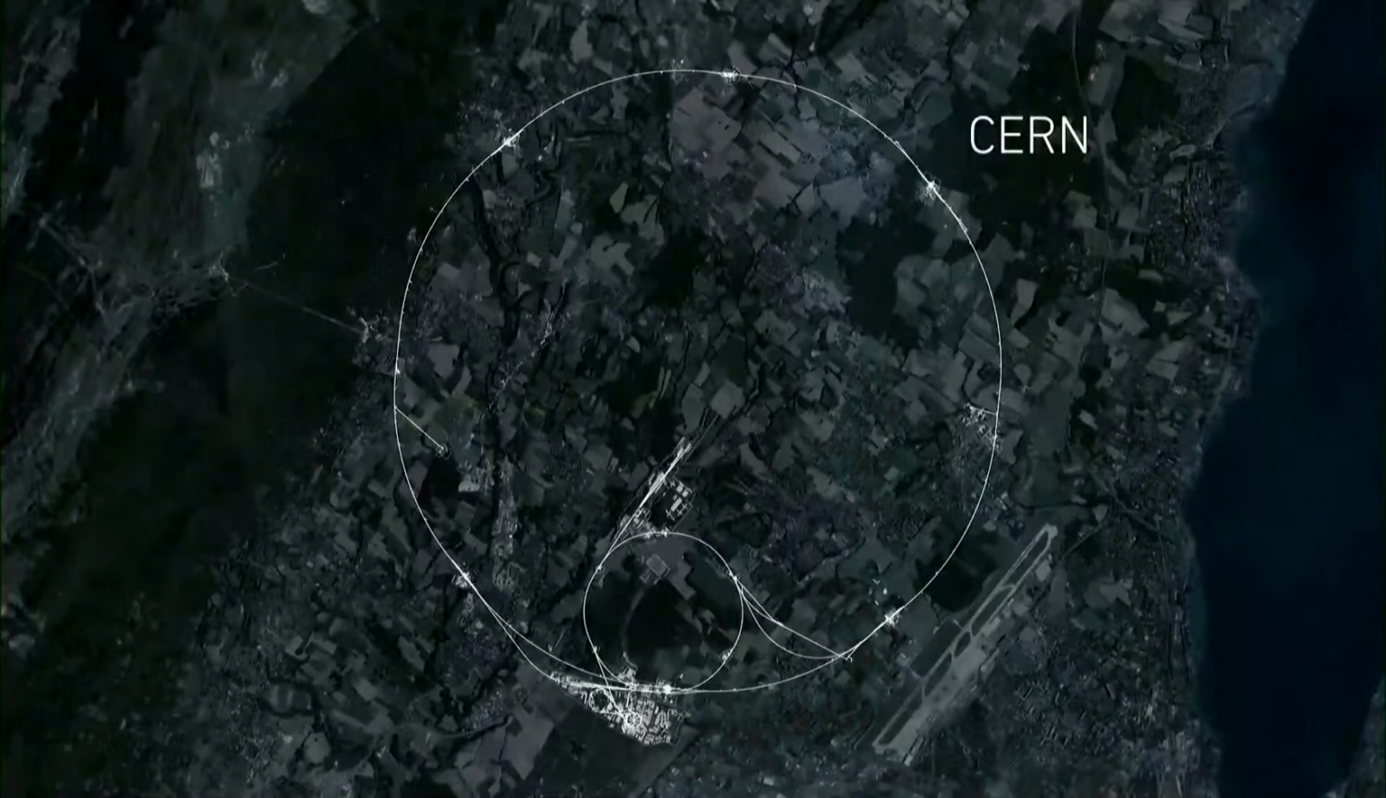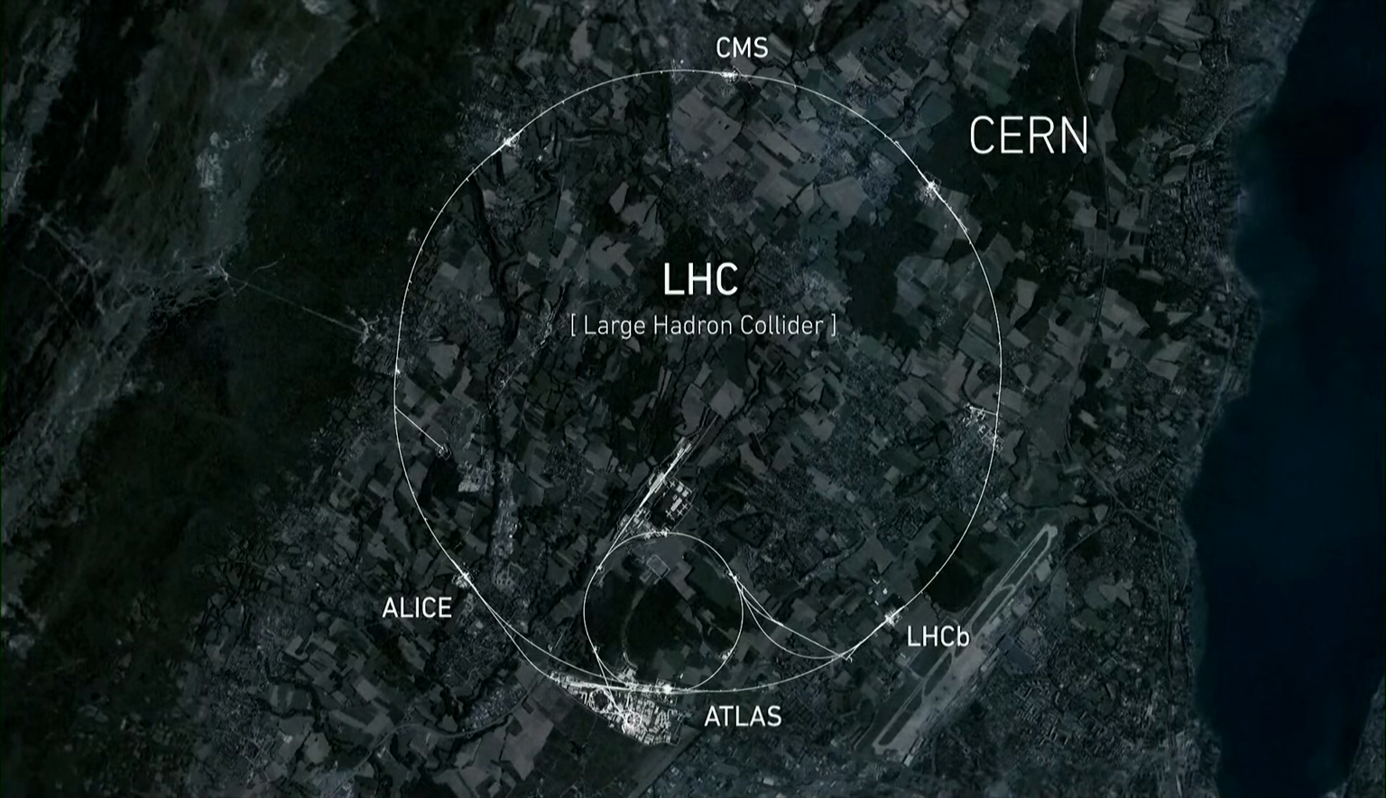End of the universe. Constituents that cannot be cut into smaller pieces, and therefore they are called elementary particles.